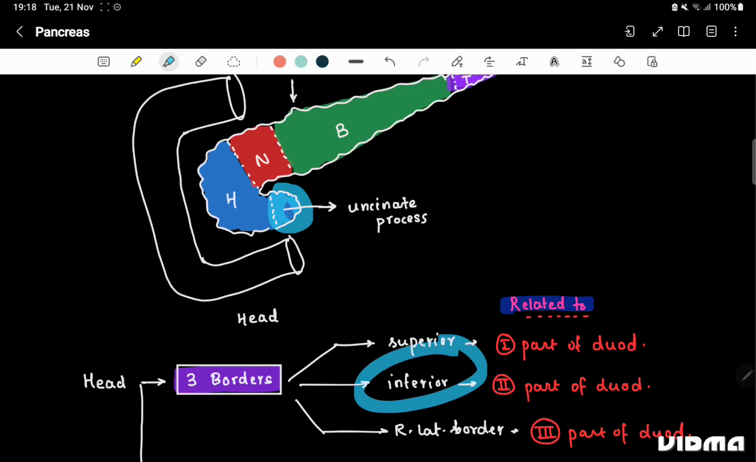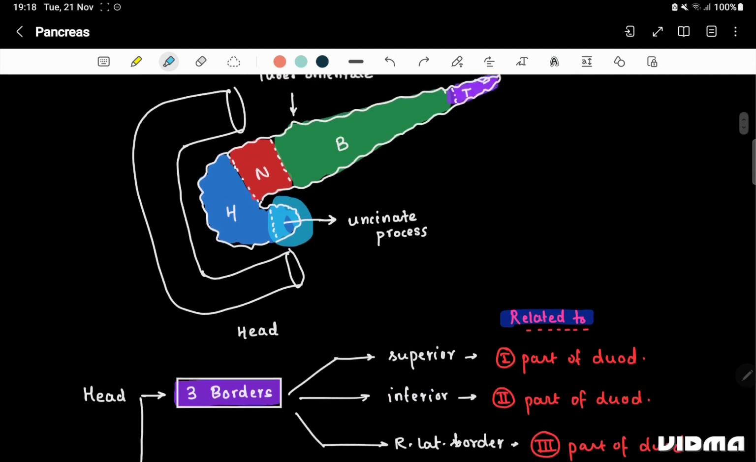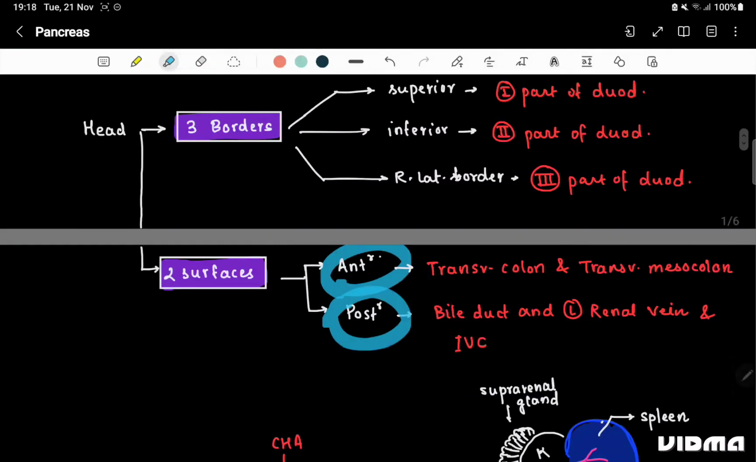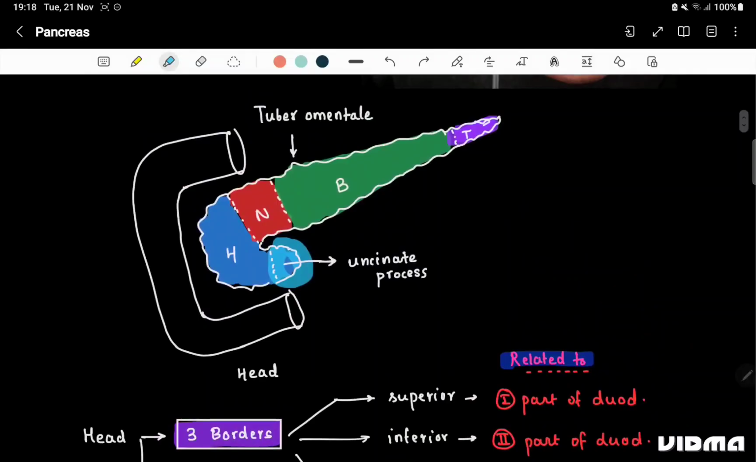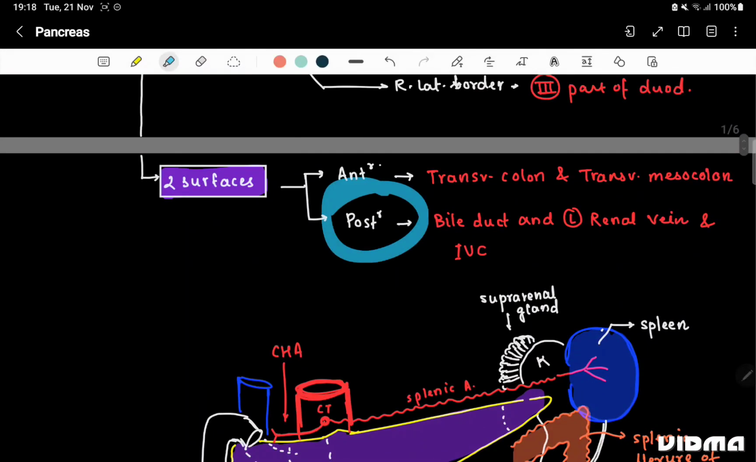The second border is the right lateral border, that is related to the third part of duodenum. And we have the inferior border. Inferior border is related to the second part of the duodenum. So that completes your borders and two surfaces: anterior surface and posterior surface. Anterior surface is related to the transverse colon and transverse mesocolon. Somewhere around this, we will have a transverse colon like this, and transverse mesocolon will be present along with it, just superior to it. And posteriorly, we have the bile duct, left renal vein, and the IVC.